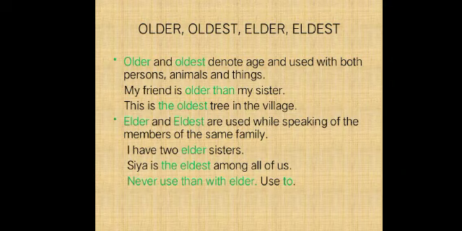But when we speak about our family members, we cannot use older, we should use elder. That is the main difference between older and elder. But both show age only. I have two elder sisters. We cannot say I have two older sisters. Understood? Sia is the eldest among all of us.